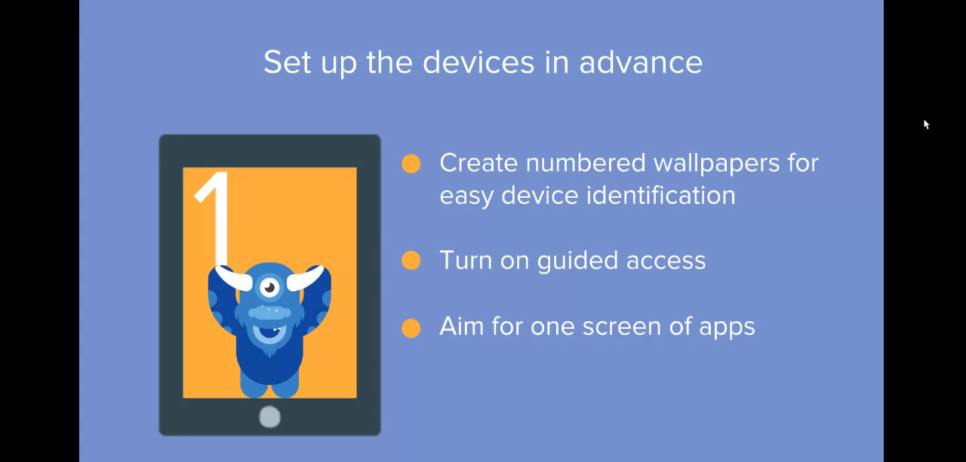If you have students who frequently get out of the assigned app on an iPad, either on purpose or accidentally, then turn on guided access. Now, this requires an adult to enter a passcode in order to change apps or close out. So while helpful, it's best to only use it when really needed. A final tip for setting up an iPad in advance is to try to limit the apps students will need to just one screen. This helps your students find what's needed while preventing frustration.